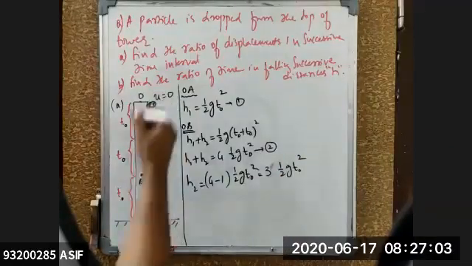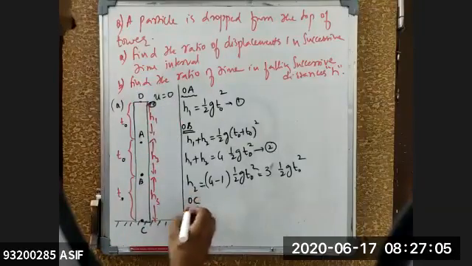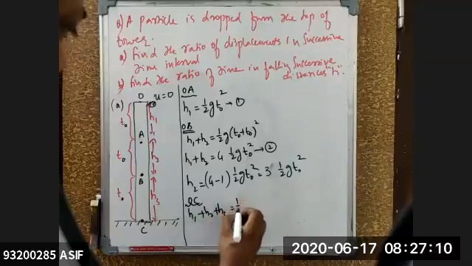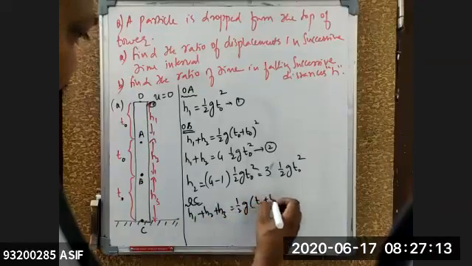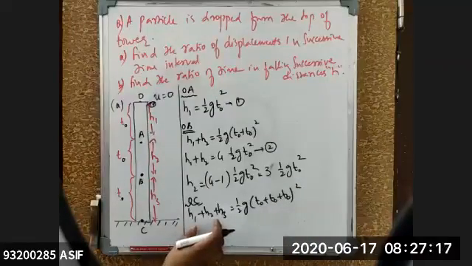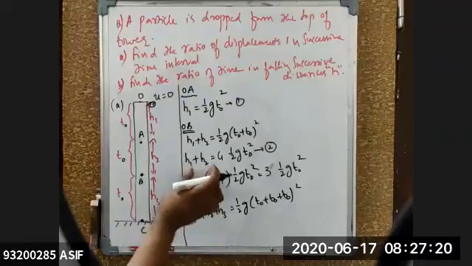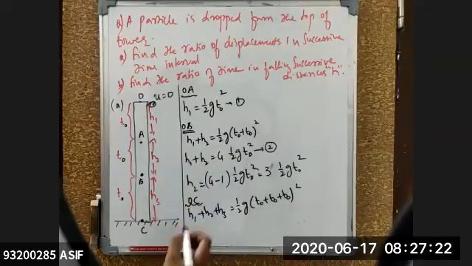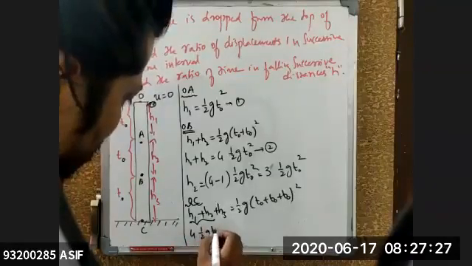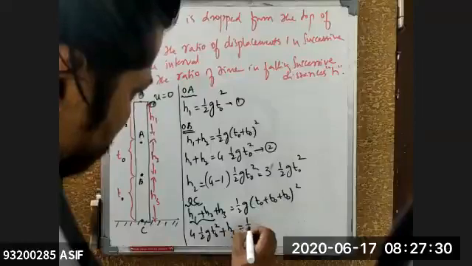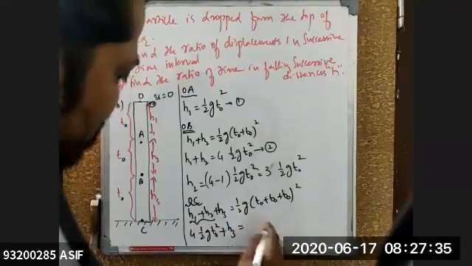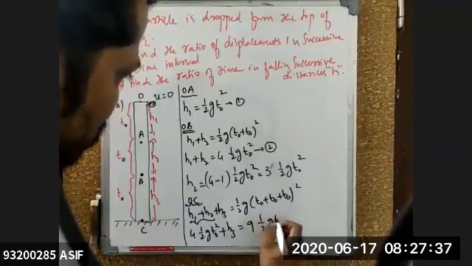The same way, from O to B is over. If I'm talking about from O to C, O to C means H1 plus H2 plus H3, that is equal to half G into T naught plus T naught plus T naught whole square. So from this, H1 plus H2 is known to me. How much is H1 plus H2? 4 times half into G into T naught square. So I'm writing 4 into half into G into T naught square plus H3 is equal to half G into 3 into T naught square. That means 3 squared is 9. So 9 into half into G into T naught square.